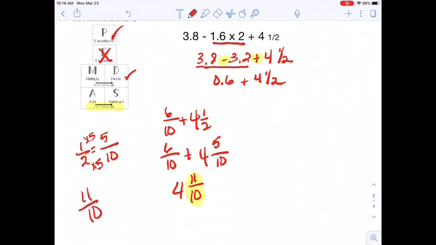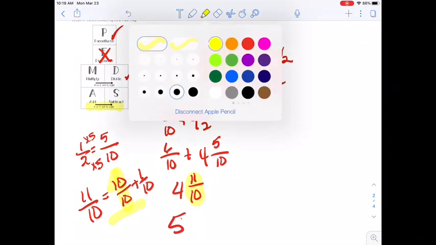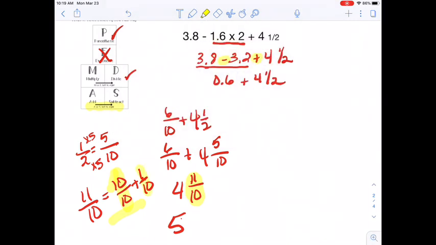11 tenths is equal to 10 tenths plus 1 tenth. And this 10 tenths is 1 whole. This equals 1. So I can put this 1 whole with the 4 wholes that I already have, and that would be 5. And then I still have to make sure I don't forget about this 1 tenth right here. So this would be 5 and 1 tenth. That's one way to do it.